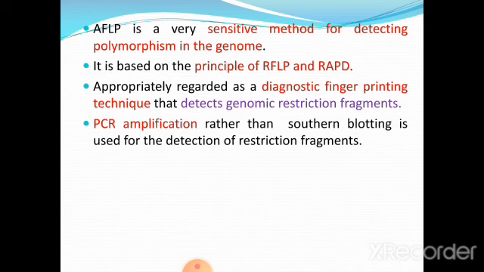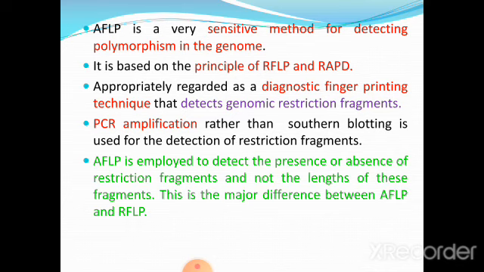Here, we make use of PCR amplification rather than Southern blotting for the detection of restriction fragments. By now you know that in RFLP, for scoring, both PCR and Southern blotting are used, but in AFLP, we make use of only PCR amplification and not Southern blotting. This is a difference between RFLP and AFLP.